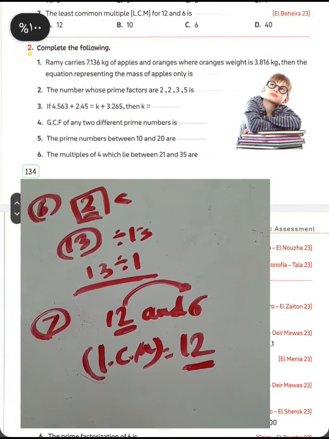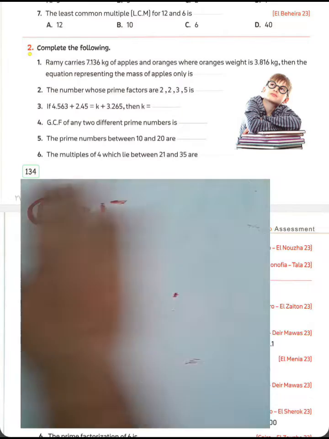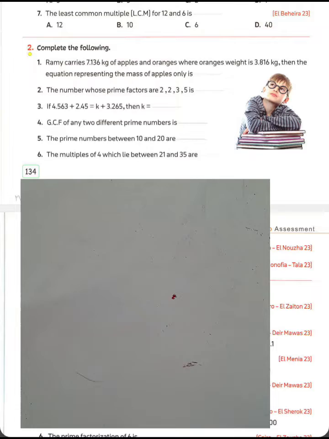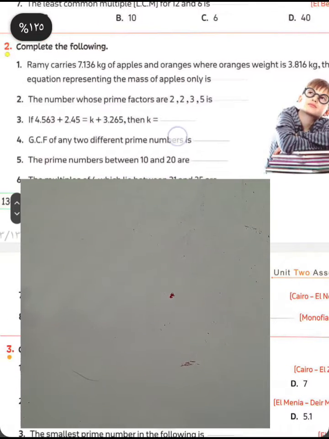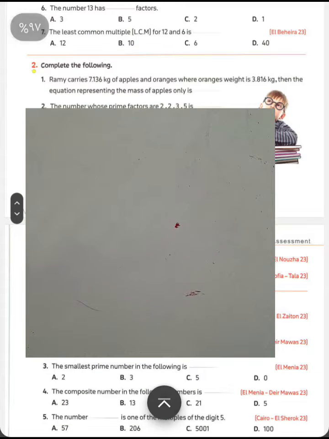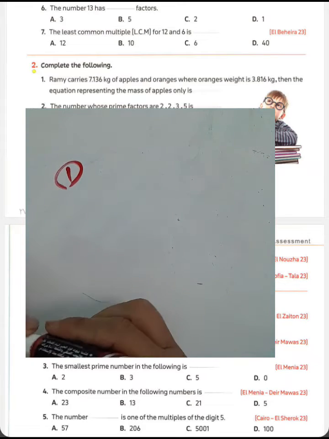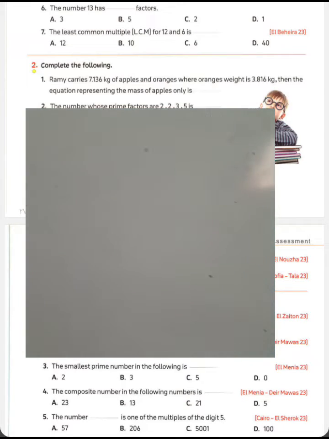Question number 2, complete. Number 1. Pay attention to question number 1. Rami carries 7.136 kilograms of apples and oranges. Now we will solve number 1. Okay, about question number 2. Pay attention with me, my students, look here.